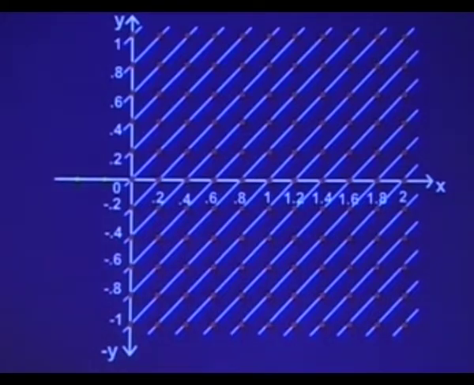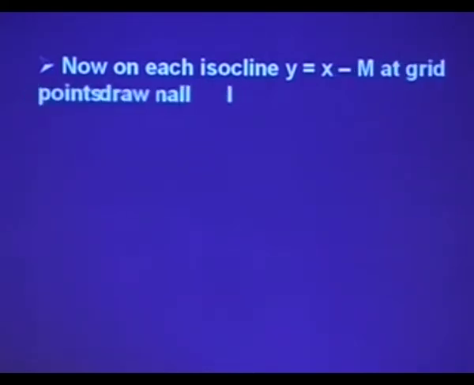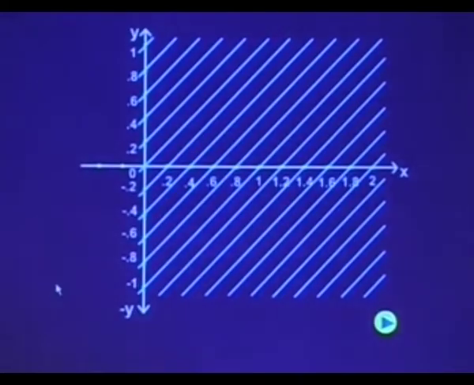Now, on these grid points we have to draw linear elements. On each isocline y is equal to x minus m, at grid points, draw small linear elements of the slope m. How are we going to do it? Let us see again how we are going to do it. We have to do it by hand and we have to be very accurate, because if we are not accurate we will not be able to get the accurate solution.